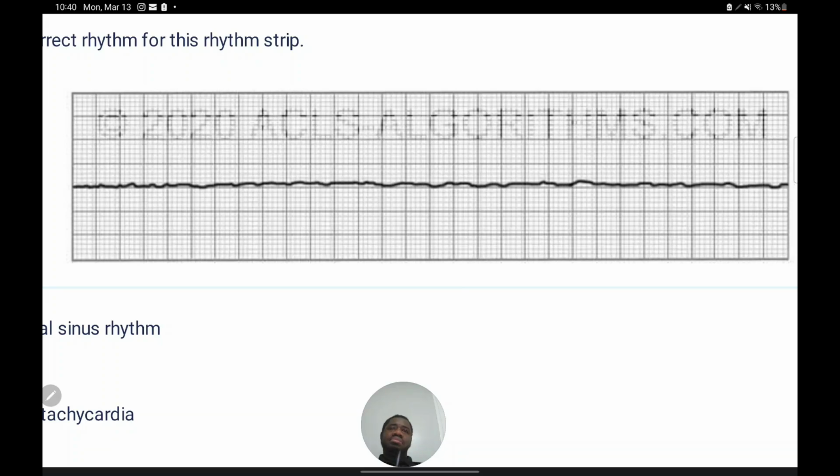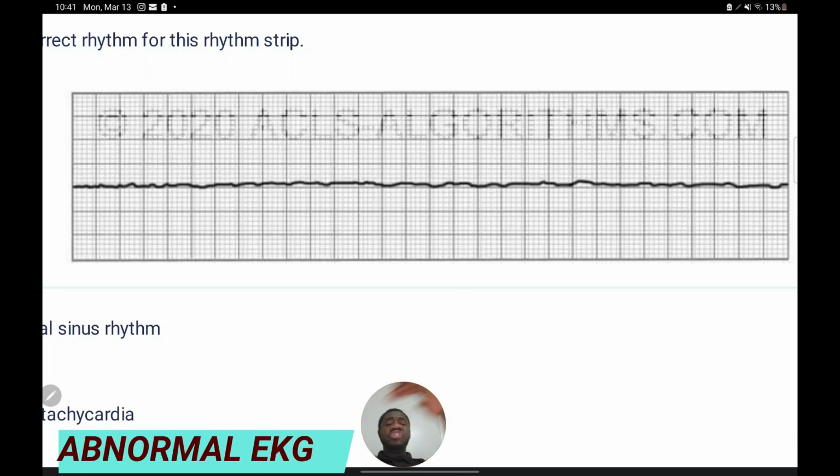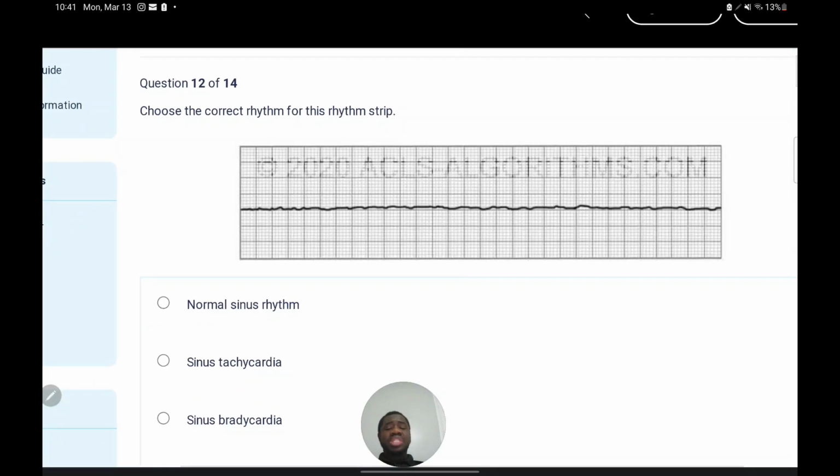Wavy. Because you cannot really identify any QRS complex and so on, but this is different from asystole. In asystole, the graph is flat, no wavy movement. But in this graph, there are wavy movements, there are wavy appearances, and this represents ventricular fibrillation.